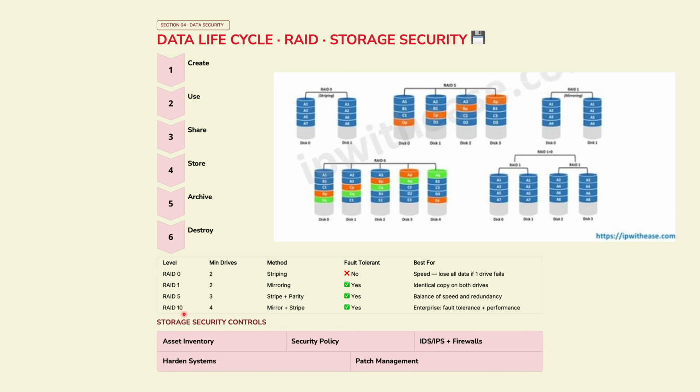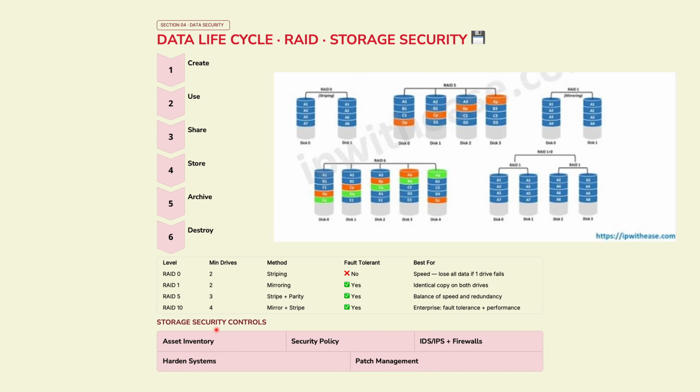And finally, RAID 10, mirrored stripes, requires a minimum of 4 drives and delivers both fault tolerance and performance, which is the enterprise standard. Now, before I move on, I want you to understand that RAID is not a backup solution. It provides only fault tolerance for drive failures, but does not protect against ransomware, accidental deletion, or data corruption. Why? If you delete data, for example in RAID 1 mirroring, that deletion will go into the mirrored drive here.